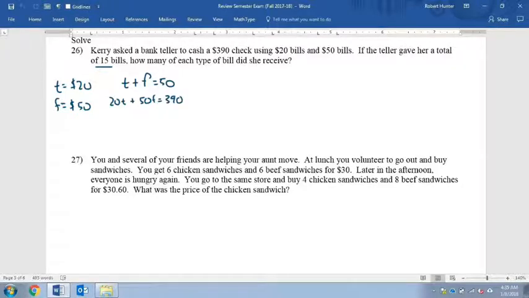Alright, and just like earlier, make your matrix. 1, 1, 20, 50. That's not 50, it's 15. They're not 50 bills, there were 15 bills. It's early, ladies and gentlemen. And $390 equals, let me pause real quick and I'll put it in your calculator and go.